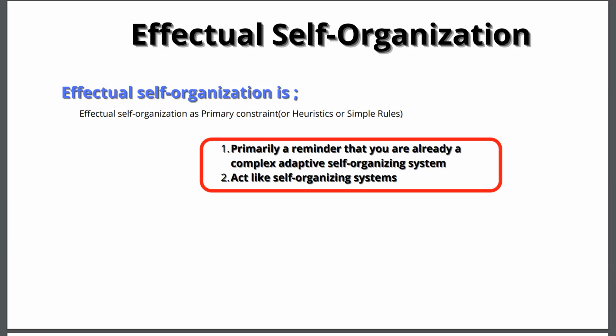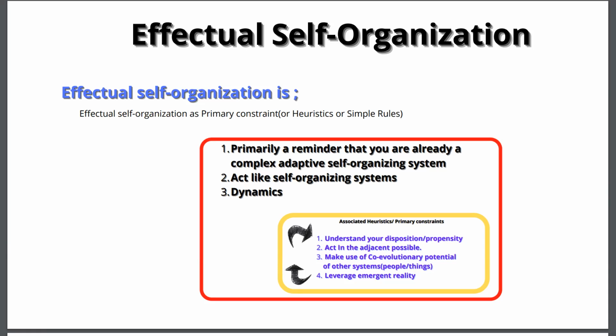The second key point to remember is about the primary constraint. That is, act like self-organizing systems. Before going to the specifics, the big picture is that you are already a self-organizing system. So act like a self-organizing system. Do not always behave according to the dictums of top-down order or prescription. Thirdly, and lastly, follow the simple flexible heuristics. Understand your current dispositional propensity, act in the adjacent possible, make use of the coevolutionary potential of other systems, leverage emergent and evolving reality, accept and leverage emergent and evolving reality. Then emergent and evolving reality will become the current dispositional reality.